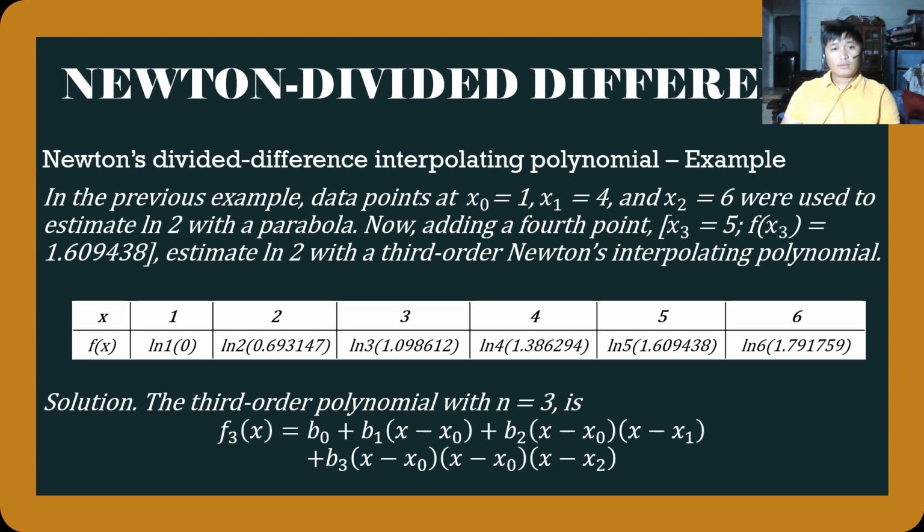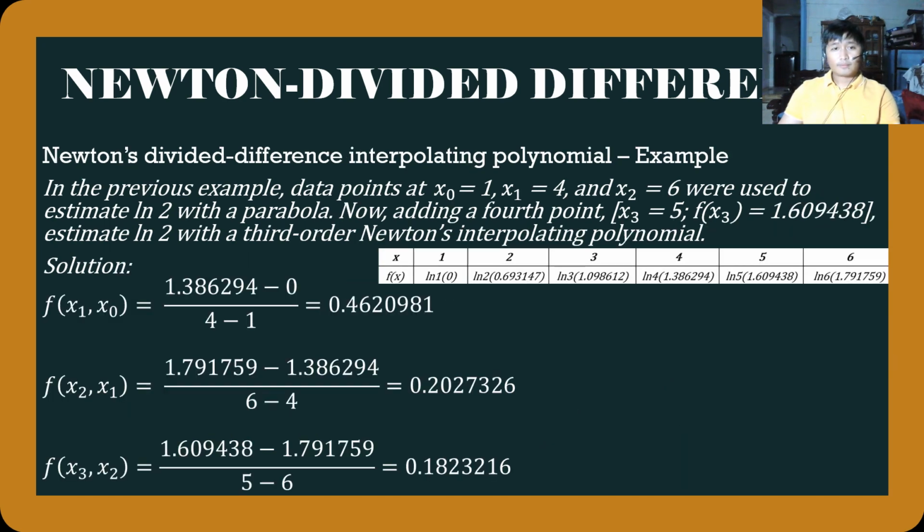Then estimate the ln 2 with the third order. So this time we are going to let x equal 3. What we are after is f of 3. Unlike the other two examples, what we have is in terms of f of 2. Okay, so same with the formula used in the linear equation.